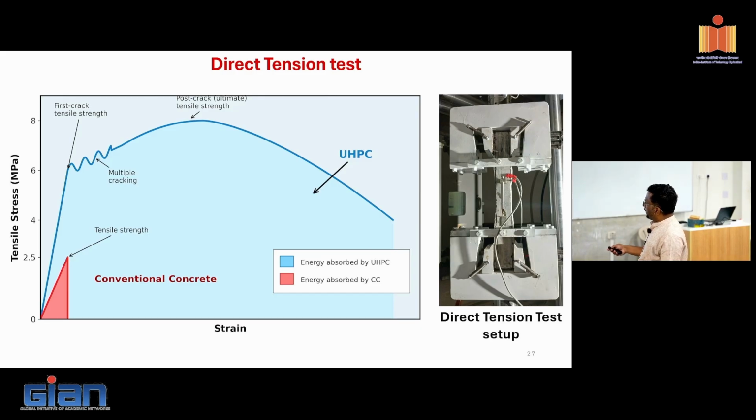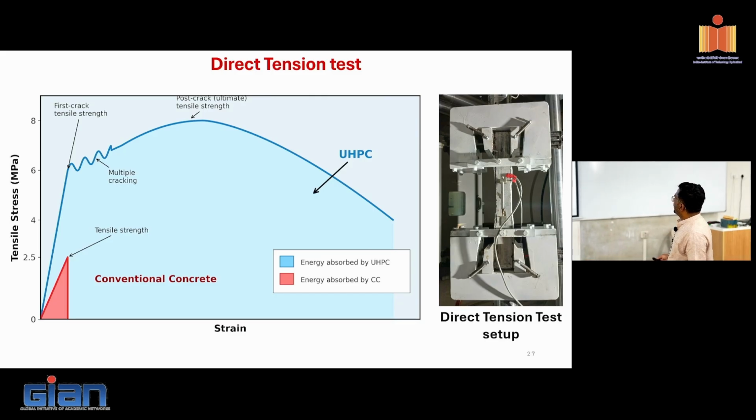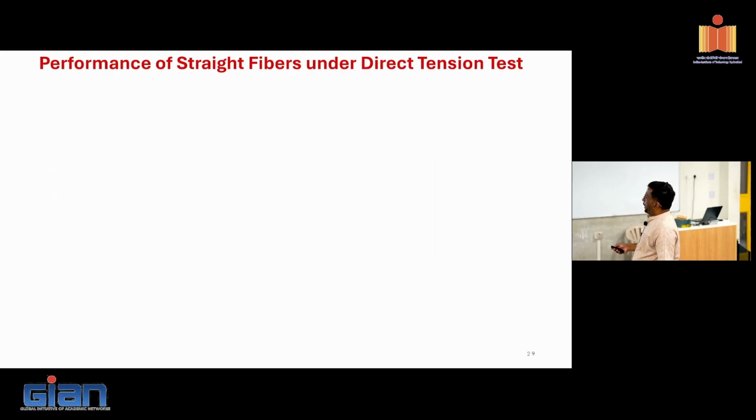So I have to characterize how this behavior is. What is the first cracking strength, how much hardening am I getting, and how much softening am I getting. Depending upon that only, I can derive my constitutive relationship for tension so that I can use it in my calculations for designing the element. Okay, so that's the whole idea. So this is for the direct tension test.